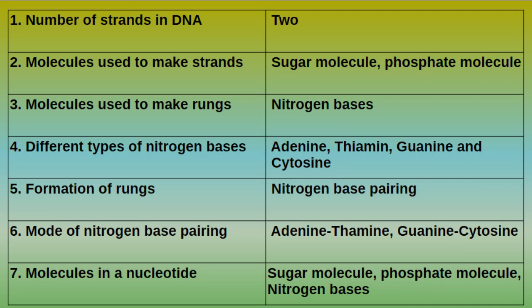Number of strands in DNA: 2. Molecules used to make strands: sugar molecule, phosphate molecule. Molecules used to make rungs: nitrogen bases. Different types of nitrogen bases: adenine, thymine, guanine, and cytosine. Formation of rungs: nitrogen base pairing. Mode of nitrogen base pairing: adenine with thymine, guanine with cytosine. Molecules in a nucleotide: sugar molecule, phosphate molecule, nitrogen base.